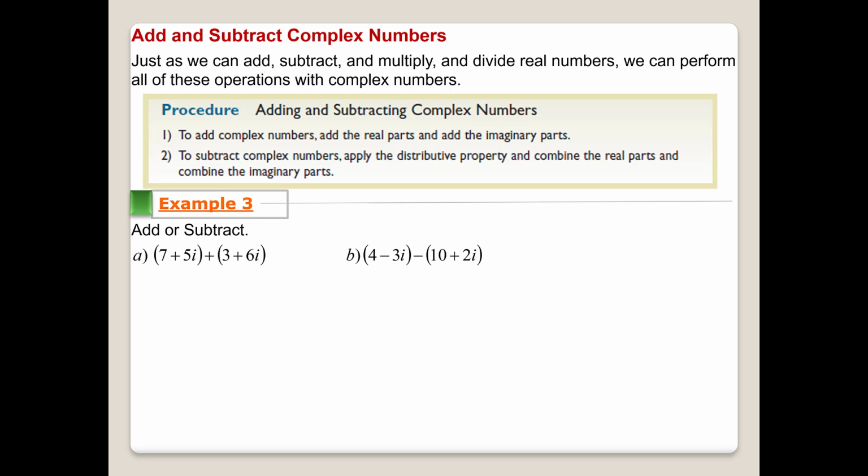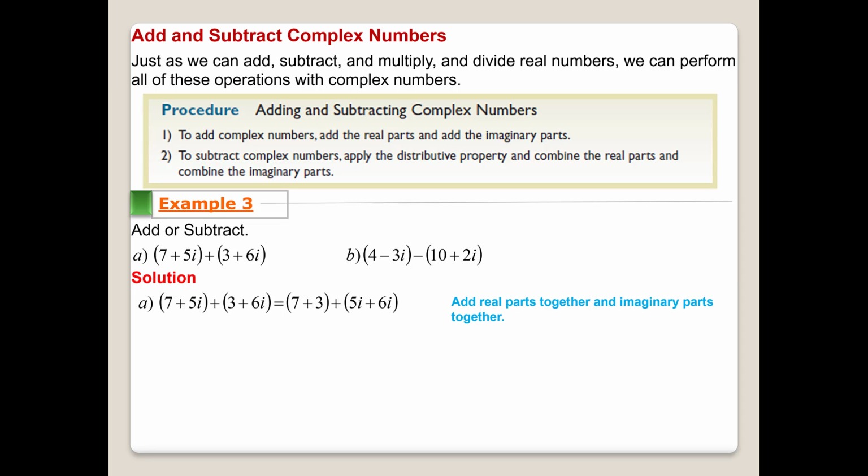So add or subtract these guys. In A, we've got 7 plus 5i plus another one, 3 plus 6i. Well, there's nothing we really do inside the parentheses. They're simplified down as far as they can go. So let's see what we can do. We just need to combine like terms, right? Put your real parts together and imaginary parts. So in this example, we put our 7 and 3 together for our real, and then we put our imaginary 5i plus 6i. And so when we combine, 7 plus 3 gives us 10, and 5 plus 6 gives us 11i, and that's all we got.